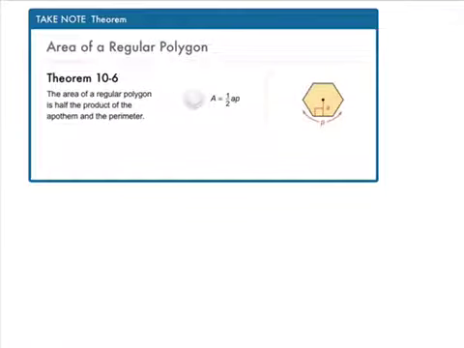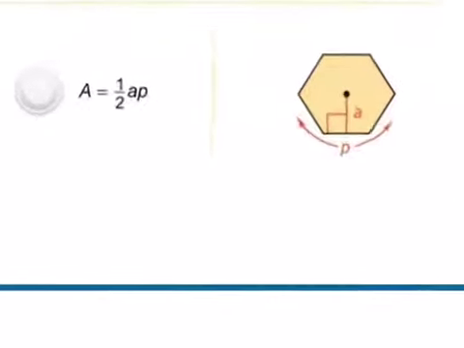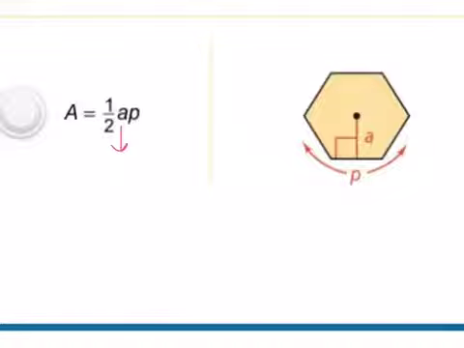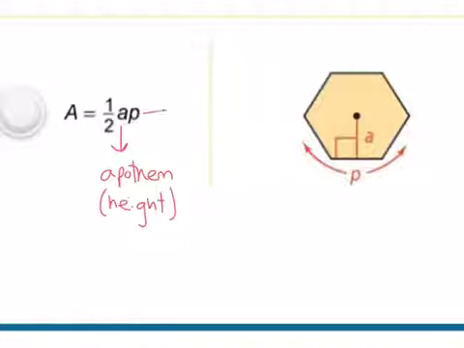Okay, so here we go. Area of a regular polygon, guys, is 1/2 AP. A is going to represent the apothem. And remember, that apothem is going to be the height of the polygon, whereas P is going to represent the perimeter of the polygon.